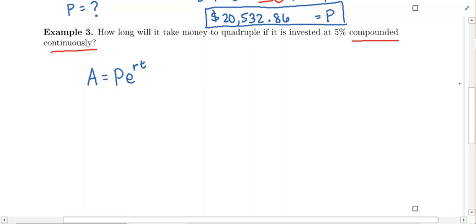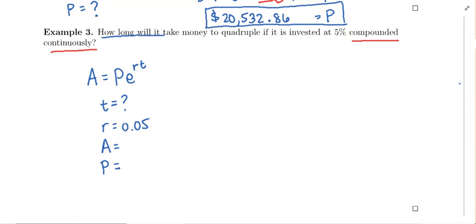All right, so here we go. How long will it take? When you read this, we are solving for time. How long is it going to take our money to quadruple? We know the interest rate. The interest rate is 5%, so change that over to a decimal. And we've seen a problem like this before where what's left for the formula is A and P, and we have to fill those in because time is what we're solving for, so we have to have a value for P and a value for A.